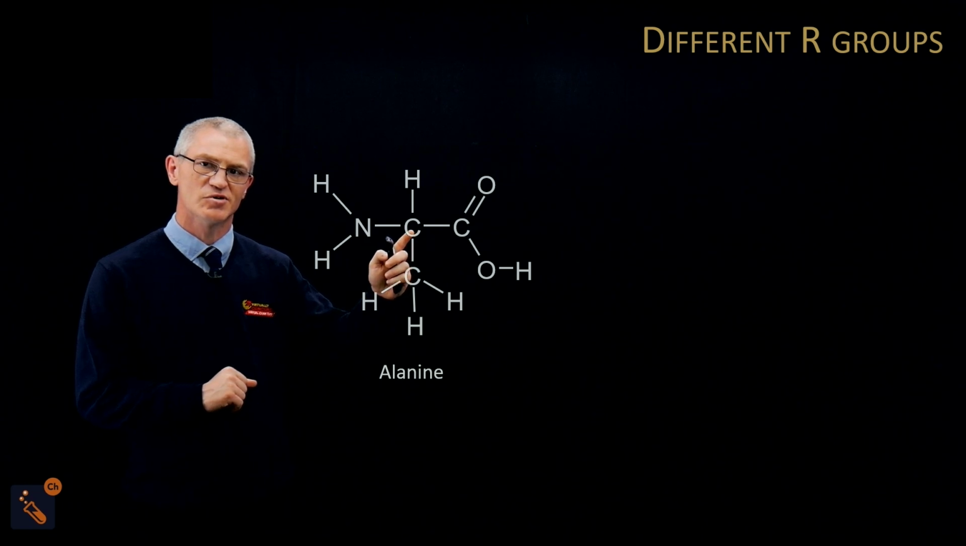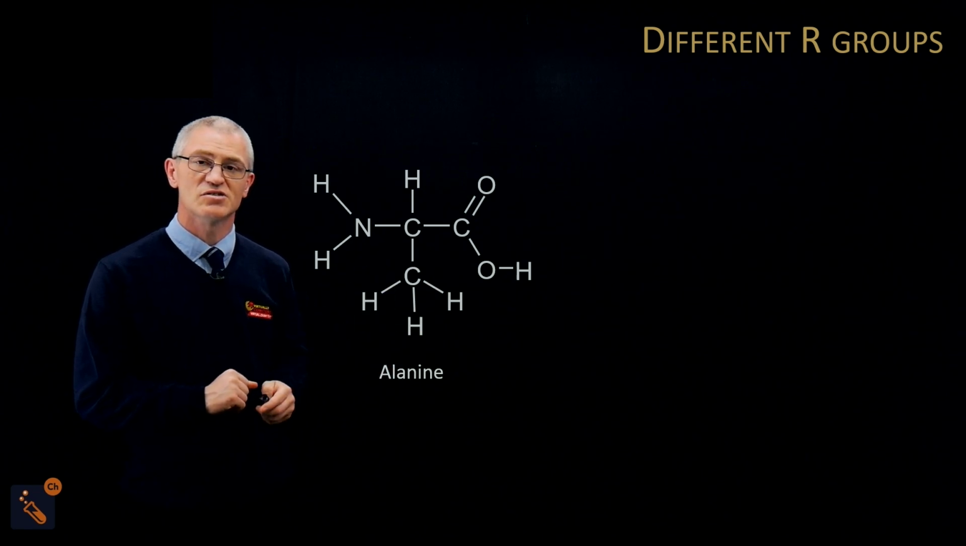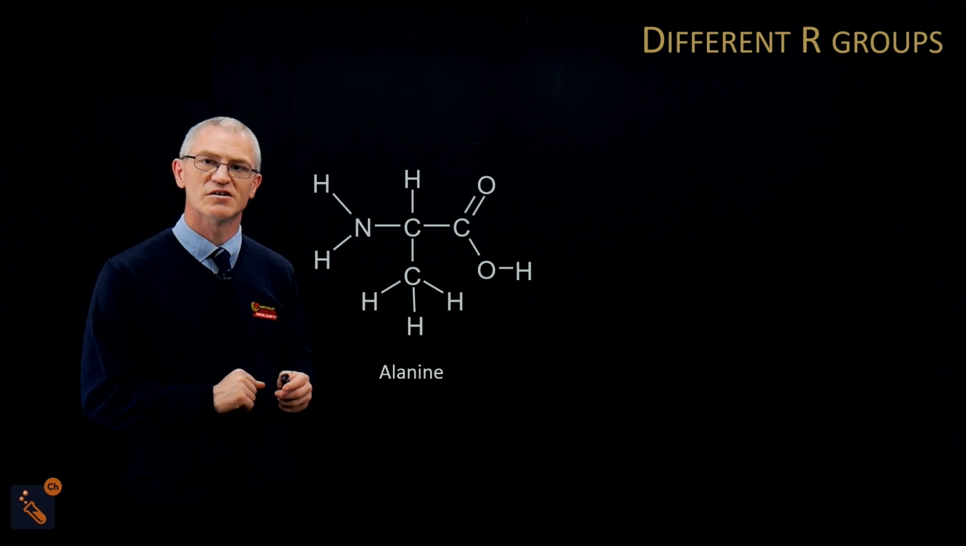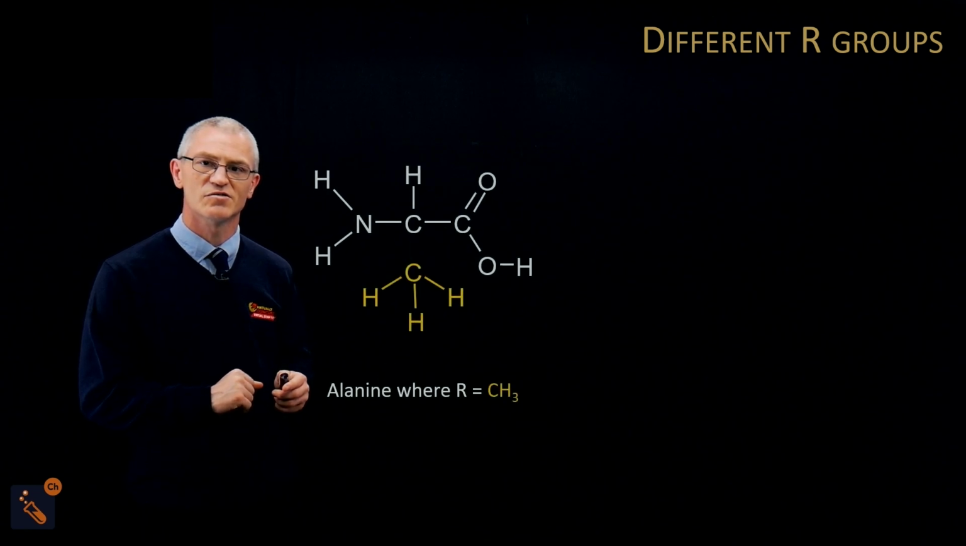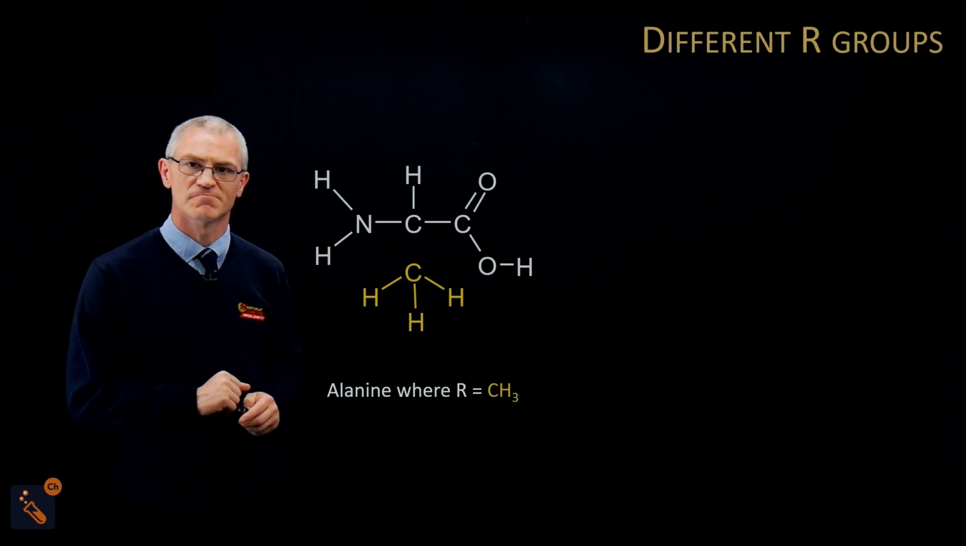Which on the central carbon, you've got one H, and then you've got a CH3. So your R group is this CH3 here. So you have to get used to recognizing the R groups and being able to put the R groups back on. So there is our R group, alanine, where the R group is CH3.